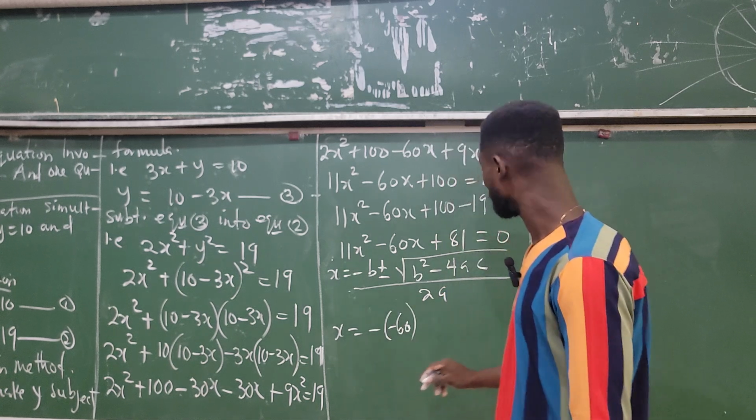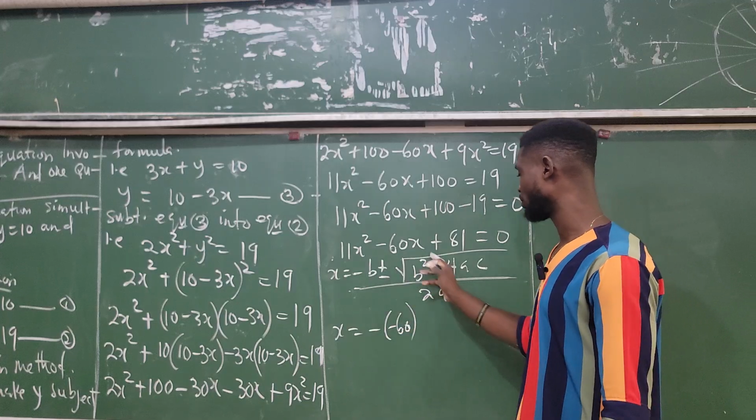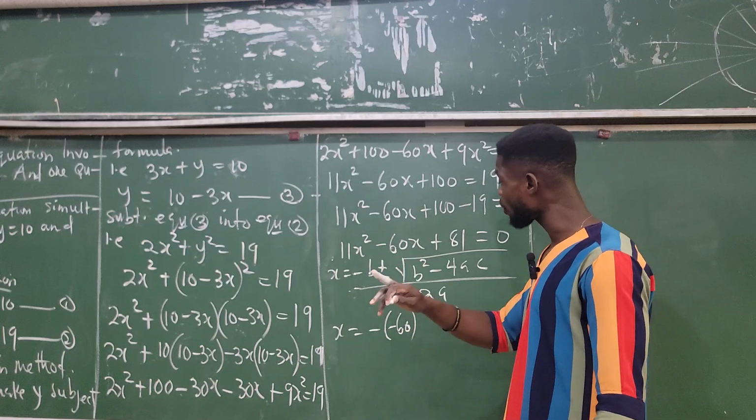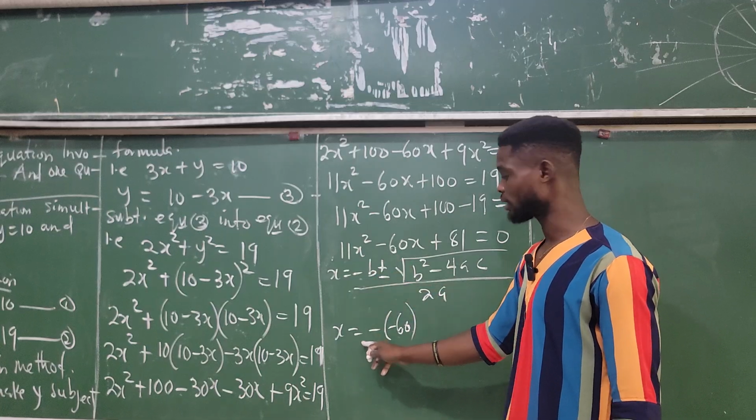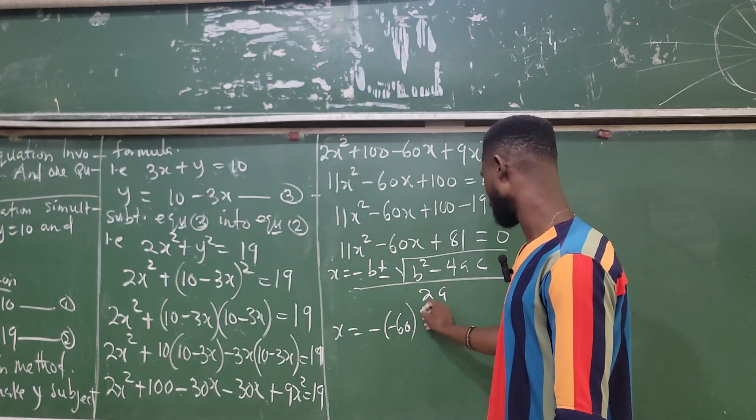60. Please take note. Some person will ask, why is he having minus? Why does the formula have minus? Recall that b has minus 60. Why does the formula have what? Minus. That's why we have this minus minus. Thank you.